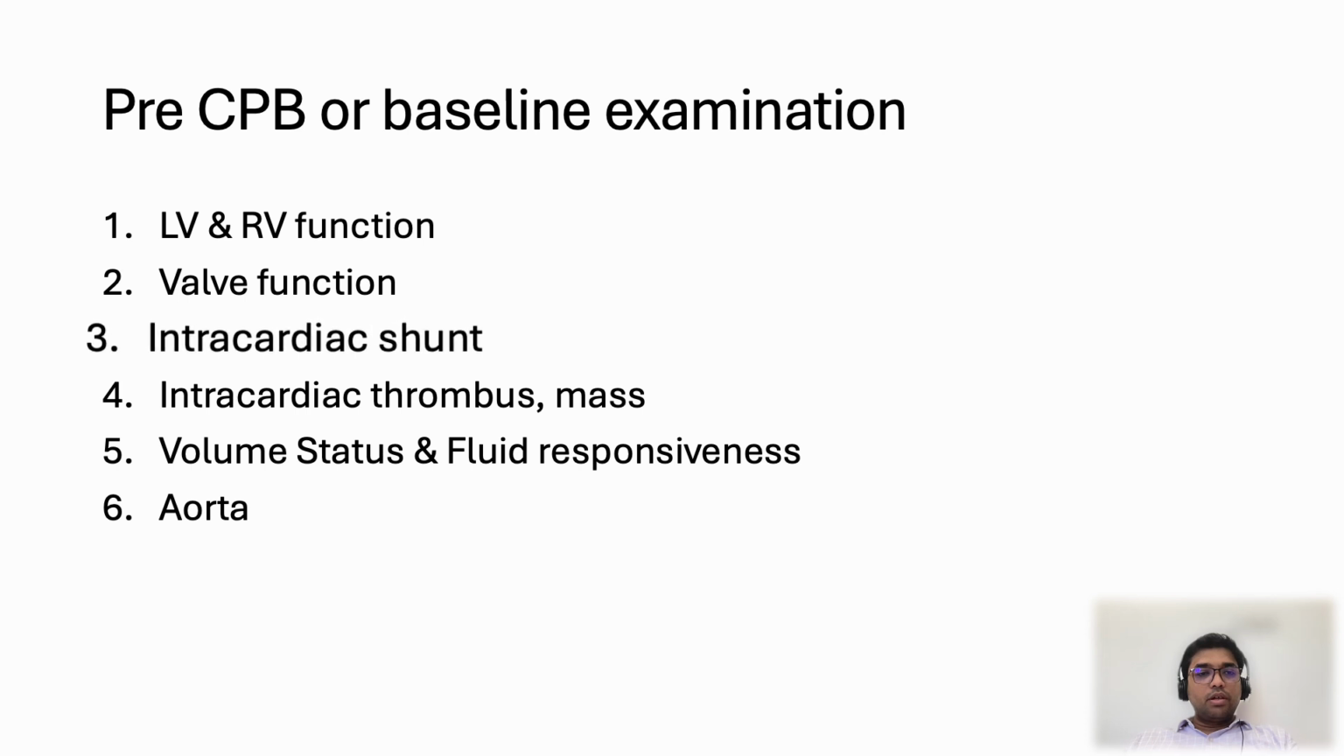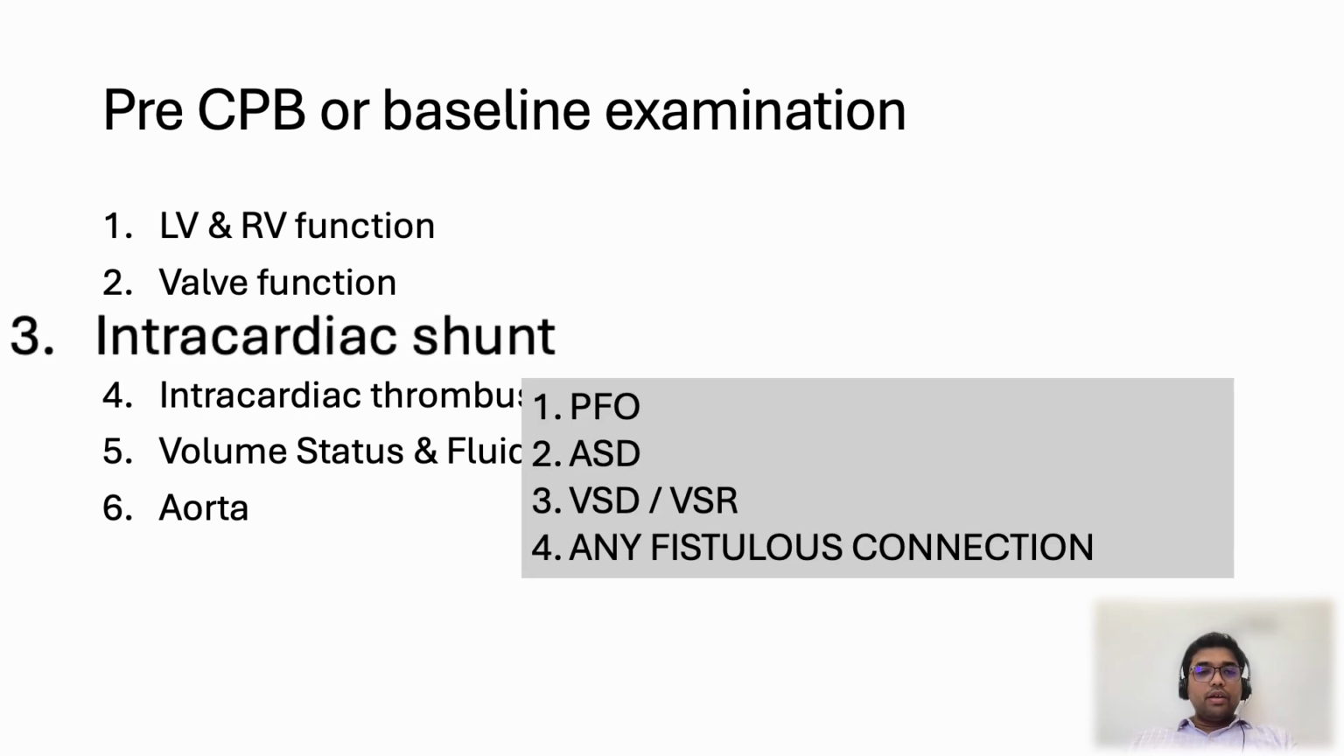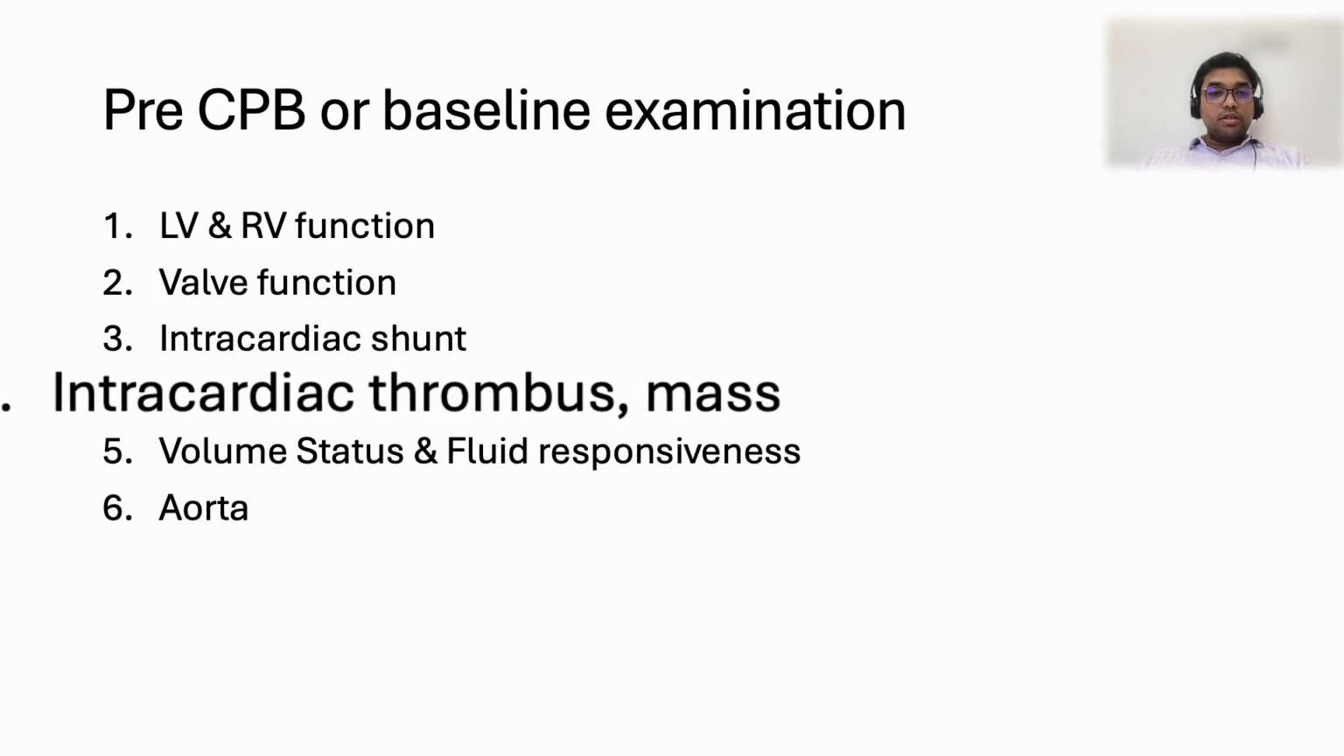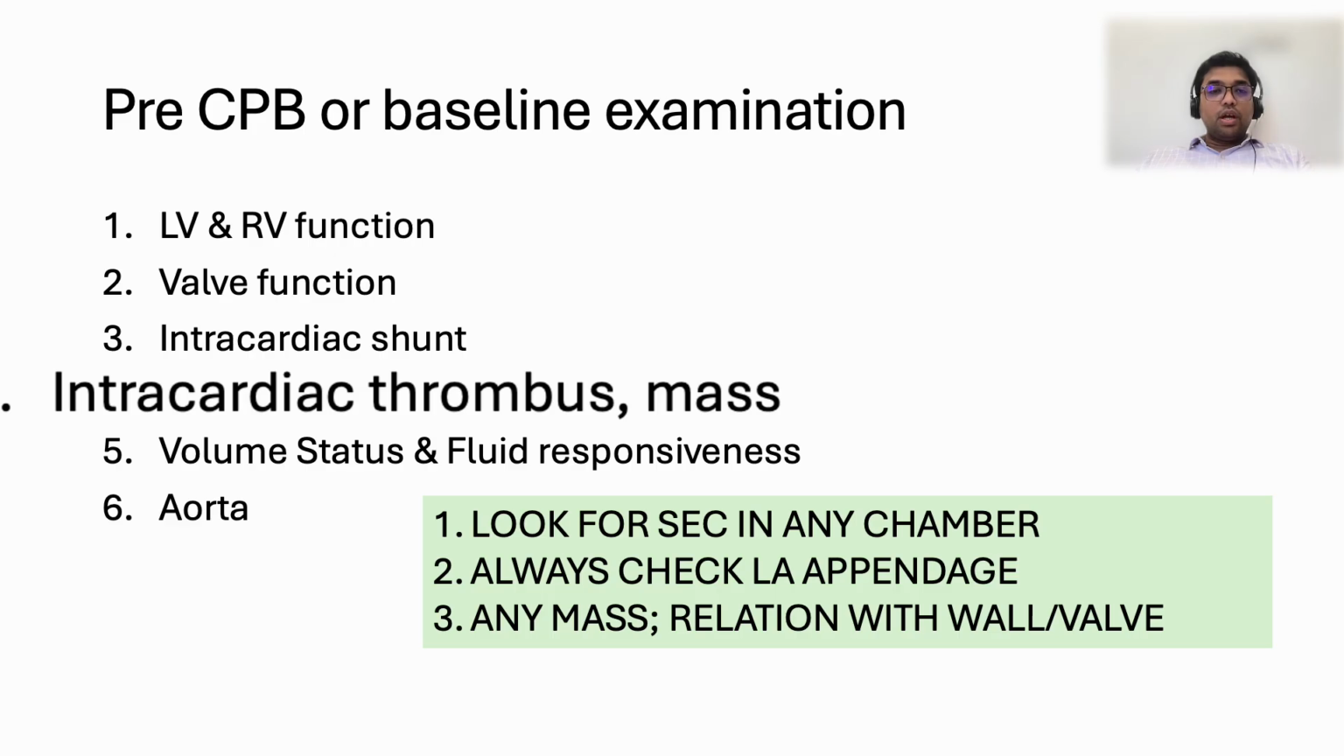Next, we'll examine if there is any intracardiac shunt, most commonly a PFO or ASD or any VSD, or any post MI VSR or any kind of fistulous connection. Next is intracardiac thrombus or mass. We'll have to look for any spontaneous echo contrast in any chamber. We'll always check the LA appendage because that is the most common site for formation of thrombus, or whether there is any mass or tumor, and its relationship with any wall or valve, whether it's attached or not.